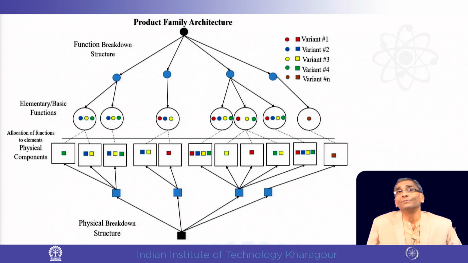Now, red, blue, yellow and green, these are the variants 1, 2, 3, 4. So, if you find only red, the reds will be that product structure. Similarly, if it is blue, that will be that product structure. So, somewhere some functionalities are there, and in some variant that functionality is absent, or rather another functionality may be added, and those are catered by the physical elements.